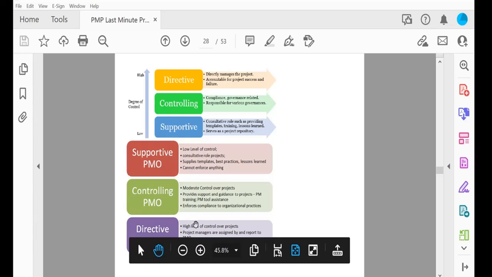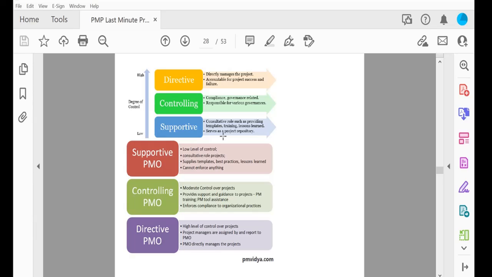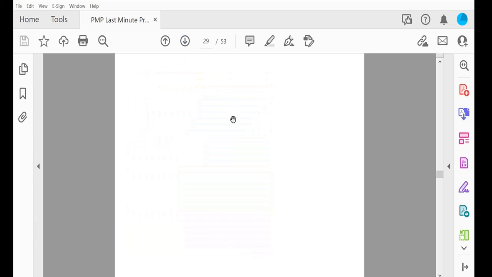And there are some keywords, like if you say assigned by the office, that means directive, and controlling is this one. Okay, can we go to the next one? Sure. All right.